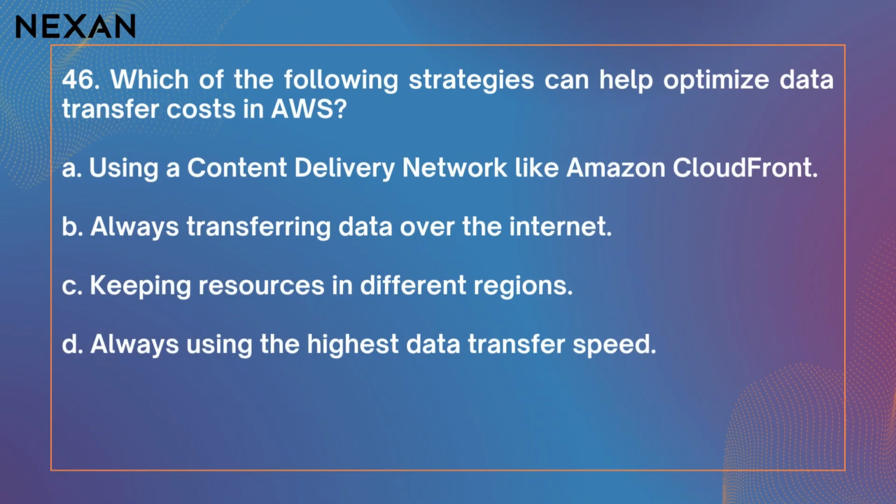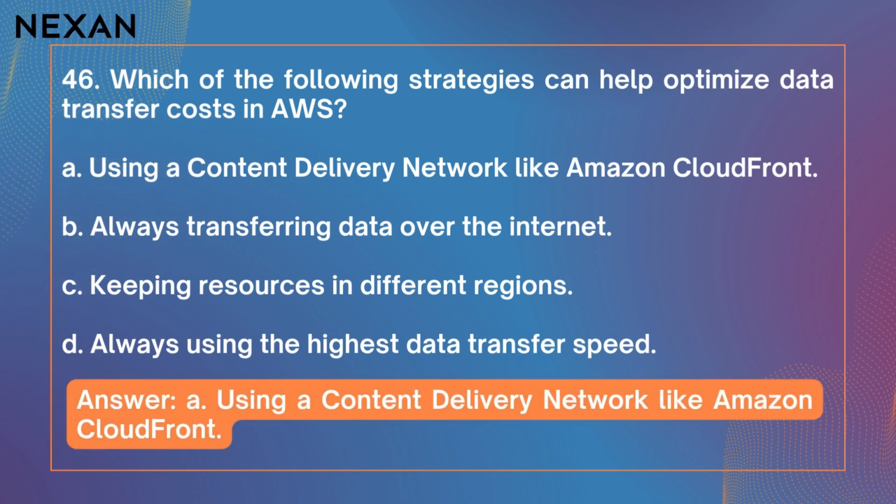46. Which of the following strategies can help optimize data transfer costs in AWS? A. Using a content delivery network like Amazon CloudFront. B. Always transferring data over the internet. C. Keeping resources in different regions. D. Always using the highest data transfer speed. Answer: A. Using a content delivery network like Amazon CloudFront.